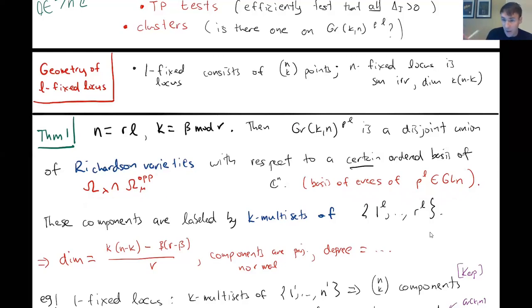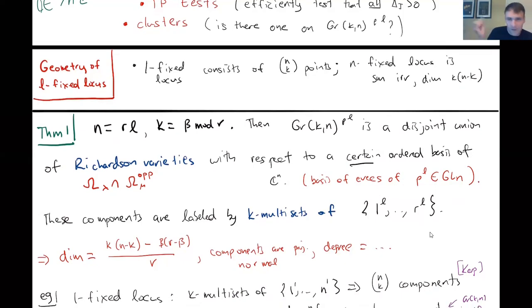each of which is a nice, familiar variety, a Richardson variety. And the components are labeled by k-multisets of the multiset 1 to the L, dot dot dot, R to the L. So we have two parameters always: L, since we're studying rho to the L symmetry, and R, which is the order of rho to the L. Those two parameters give you a multiset, and then you take k-multisets of that multiset, and that's the number of components.